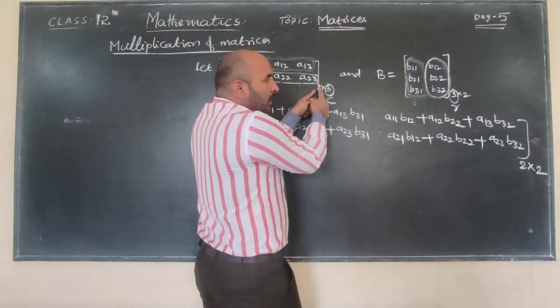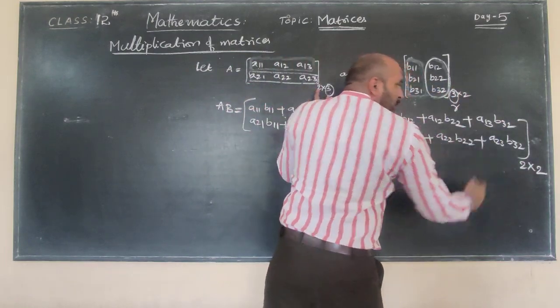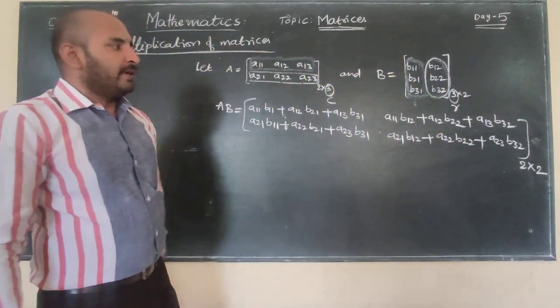What is the remaining order? Here 2, here also 2. Then it is 2 cross 2. Totally 4 elements.